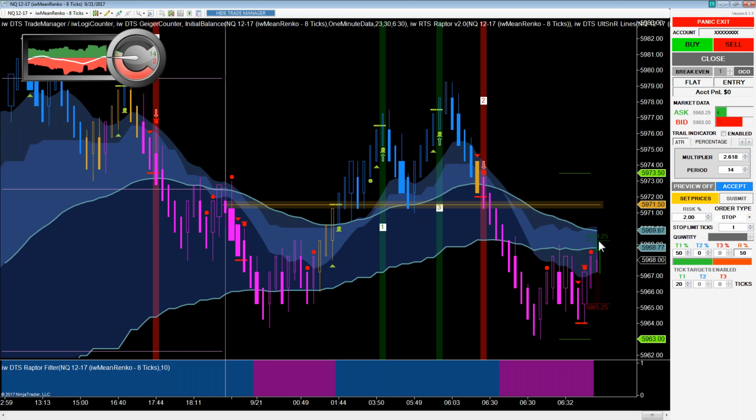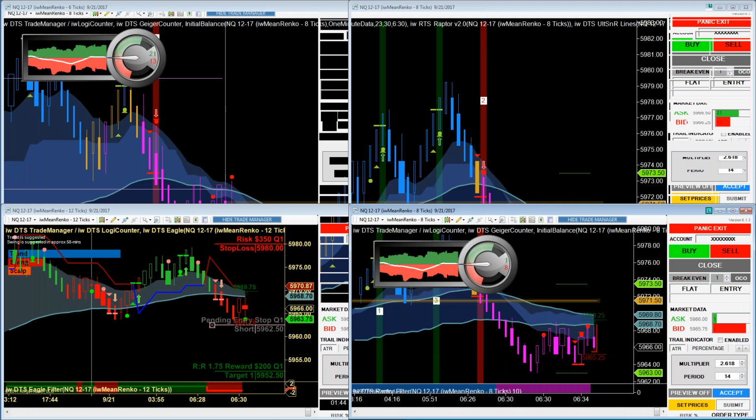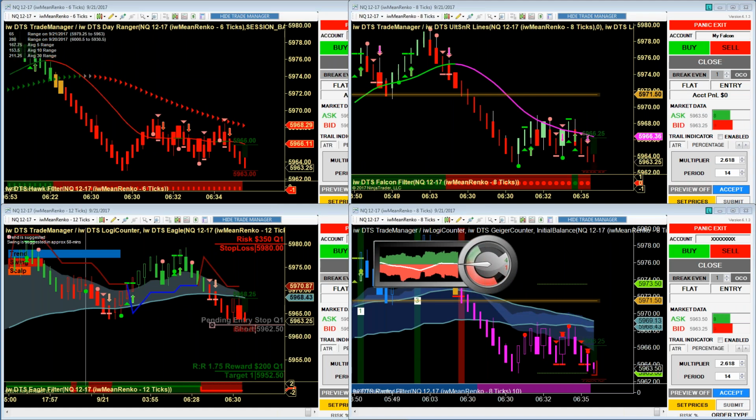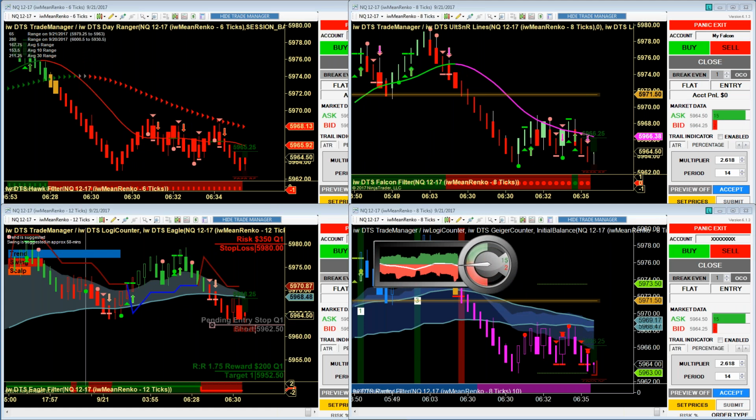Here's that characteristic pullback that we see into the cloud. And then if the trend will continue lower, the market should bounce off the cloud and we should get a sell signal. So we got a couple things looking a little more bearish.